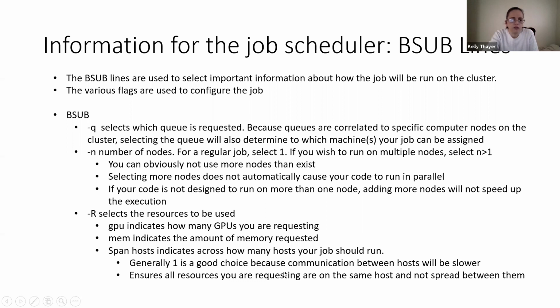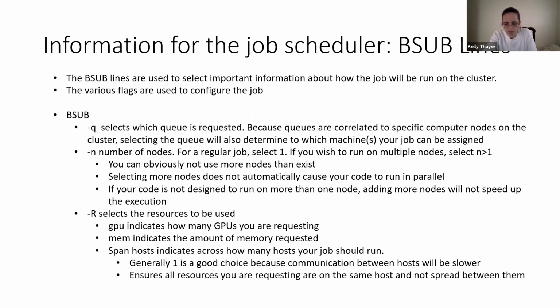Let's see, and then the span host. This is really talking about if you're requesting multiple things. This typically comes up when you're running the GPUs. Maybe you're in a situation where you have a job that actually needs more than one GPU to run faster. If you are going to request more than one GPU, the host setting is saying whether or not those GPUs are across different machines.